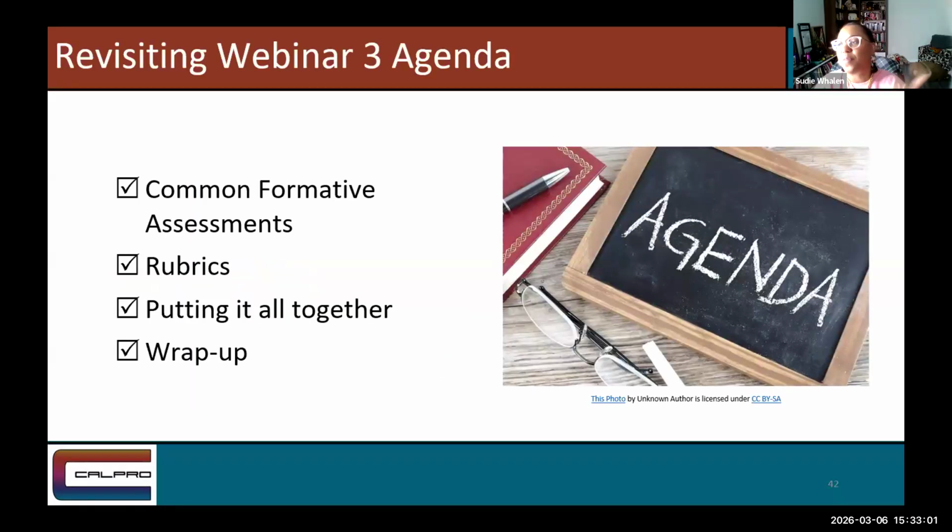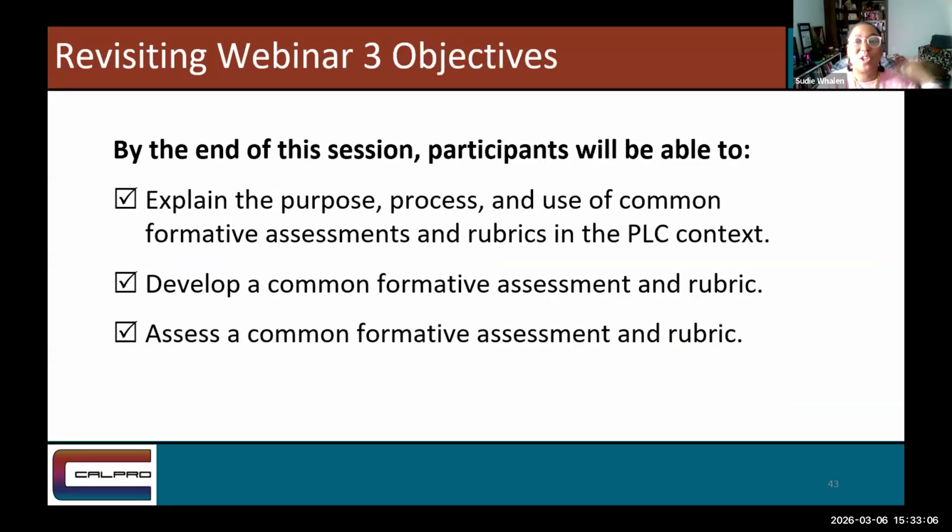All right, so quick wrap up. We covered common formative assessments, rubrics. You put it all together and you also assessed your assessment and rubrics successfully. So I call that checking off those 3 objectives very well. Great job, team. Y'all did a fantastic job and owe yourselves a round of applause.